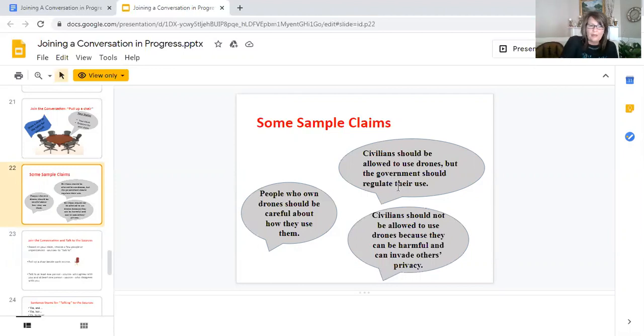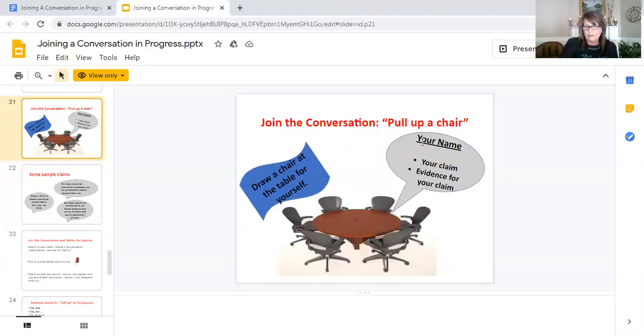So I could choose any of these claims or a different one. This is not an exhaustive list. And students can come up with lots and lots of different claims. They're all fine as long as the claim can be backed up with evidence from the sources. So you can stop the video now, write your name at your chair in your word balloon, your claim and evidence for your claim.